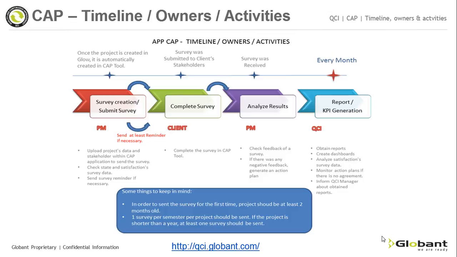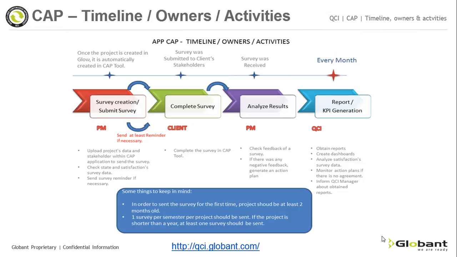Some issues to consider in this process, or some things to keep in mind. In order to send the survey for the first time, the project should be at least 2 months old, in order for the client to have the knowledge and understanding of the project and the team. Another one is that one survey per semester per project should be sent. If the project is shorter than a year, at least one survey should be sent.